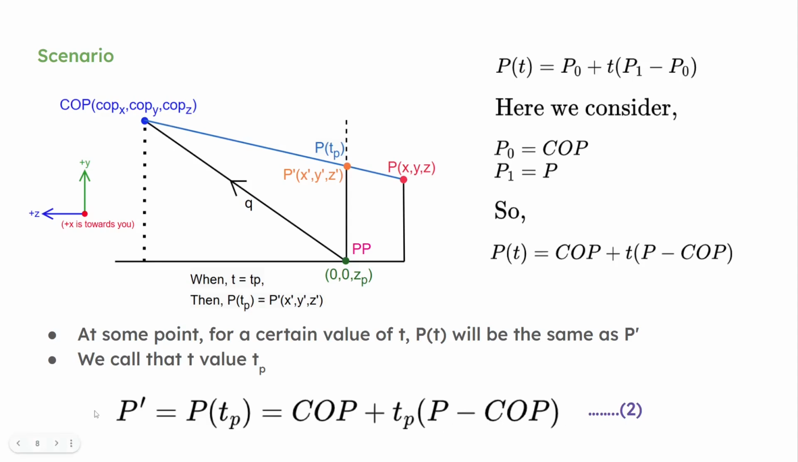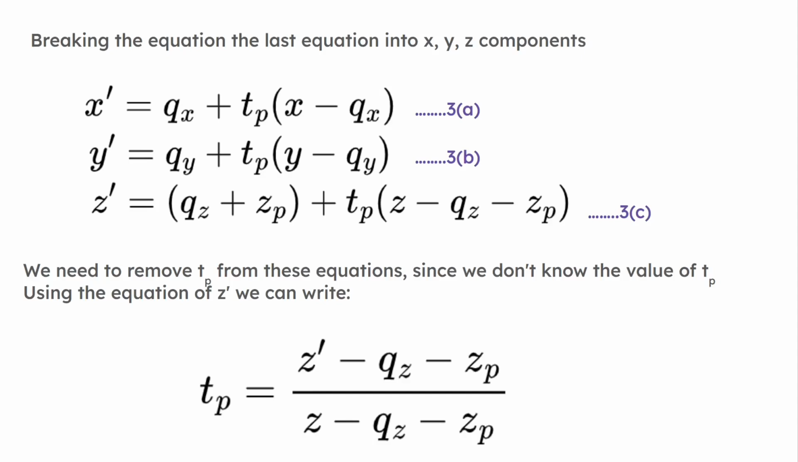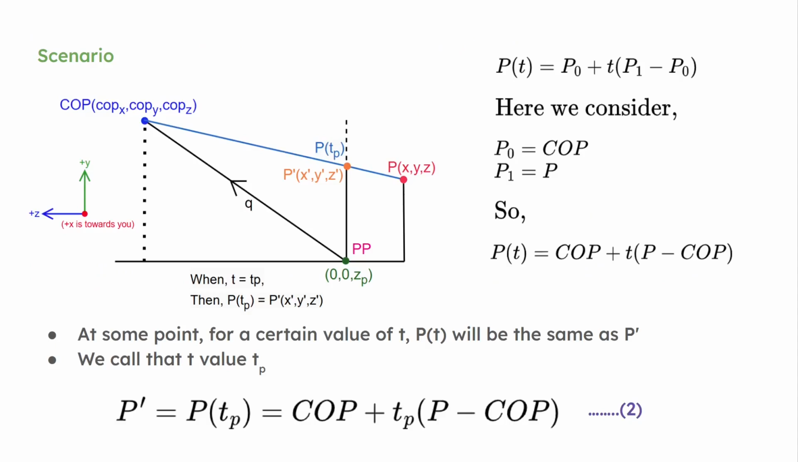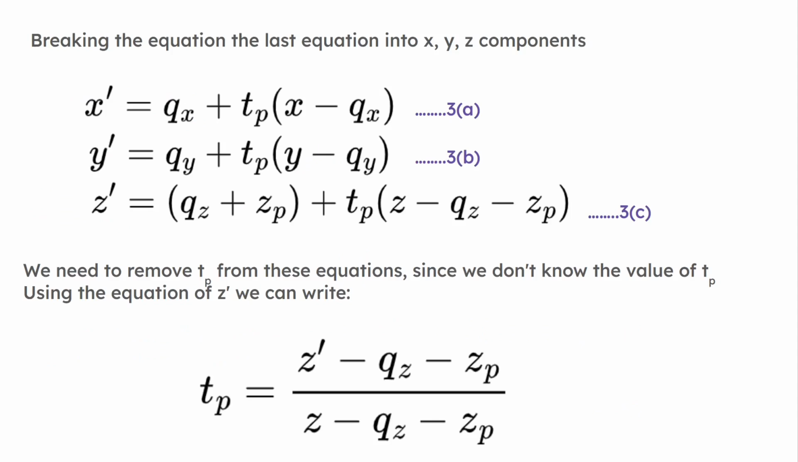This is the point representation of this equation, but we need to divide it into 3 separate components: x, y, and z components. Here we have done exactly that. We have separated our x, y, z components from our previous equation, COP plus tp times P1 minus COP, and we have got these 3 combinations. So x prime, which we are getting from P prime, and y prime and z prime also. So x prime looks like this, and y prime is similar to this.